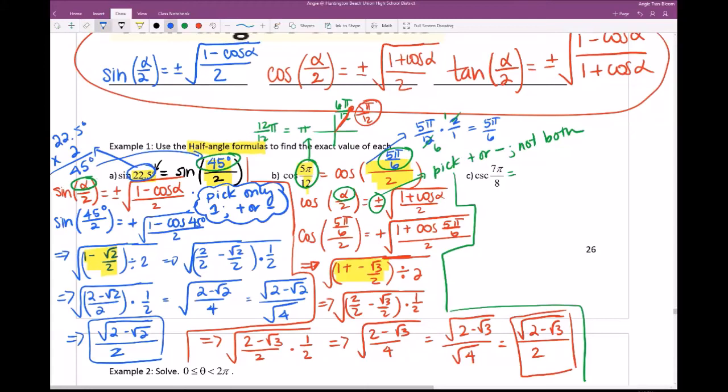No identity is given, but that doesn't mean you cannot find an answer for it. So the first thing I would like for you to do is 7 pi over 6 is the angle that we're supposed to use. So now I would like for you to do cosecant of what angle in radians, when I divide it by 2, equals 7 pi over 8. Take a minute or two to think about it.